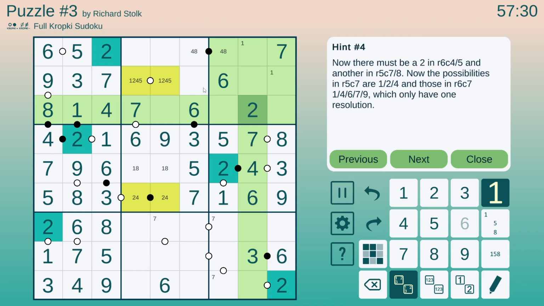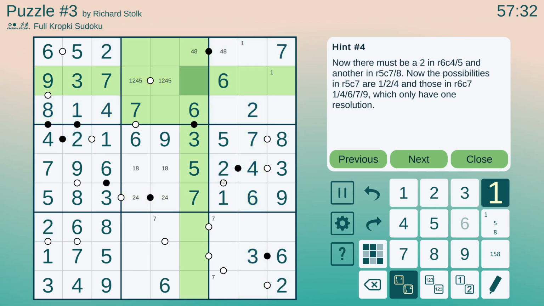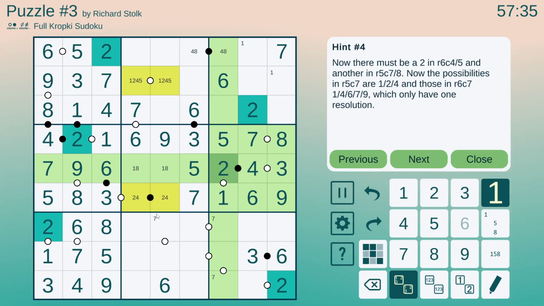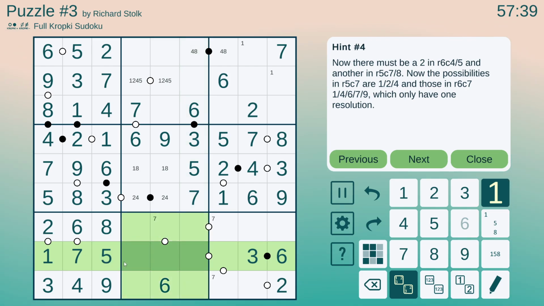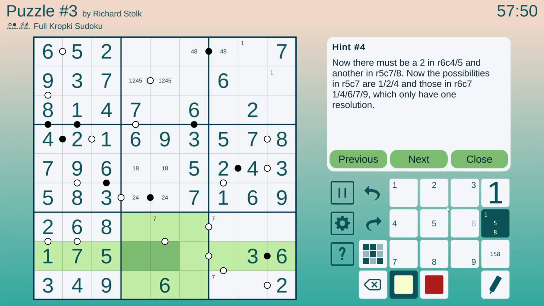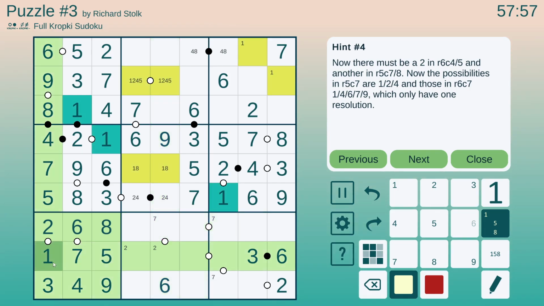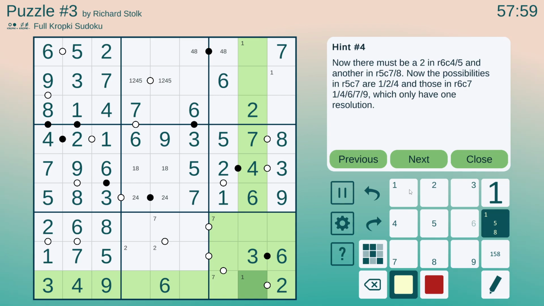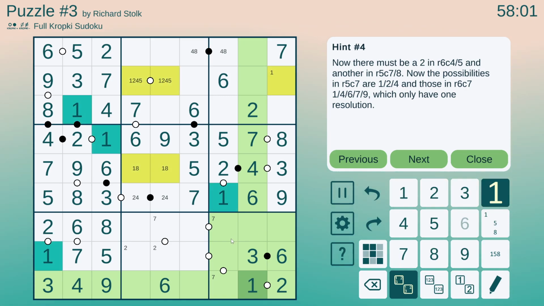1 could still go there. 2 here would force... Yeah, this can't be a 2, because that would force a 3 or 1 in that space. Either way, it doesn't work. 2 could be in one of these. If 2 is here, it would force a 1 or a 3. I don't see anything wrong with that yet. Oh, this has to be a 1, actually. Whoops. A 1 actually.